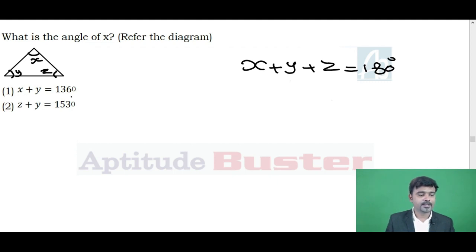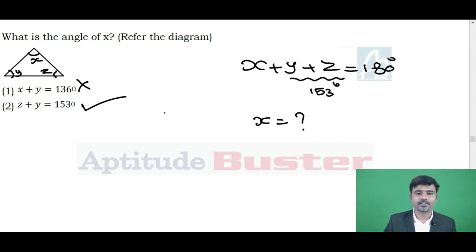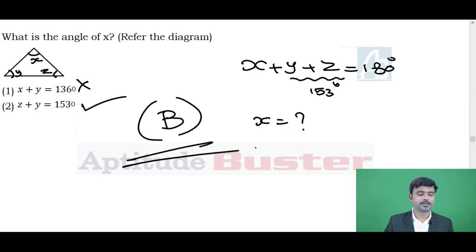Read the first statement. X plus y is equal to 136 degrees. Can we find out the x value using the first statement? No, it is not sufficient to find out the value of x. Read the second statement. Z plus y is equal to 153. Once we know z plus y equals 153 degrees, can we find out the value of x? Yes. Using the second statement, we can find out the value of x. The second statement alone is sufficient. The answer for this question is answer choice B.